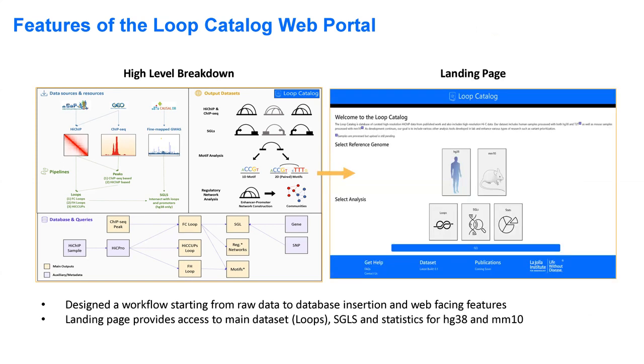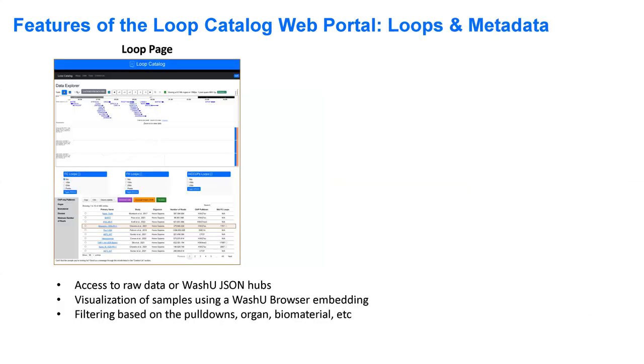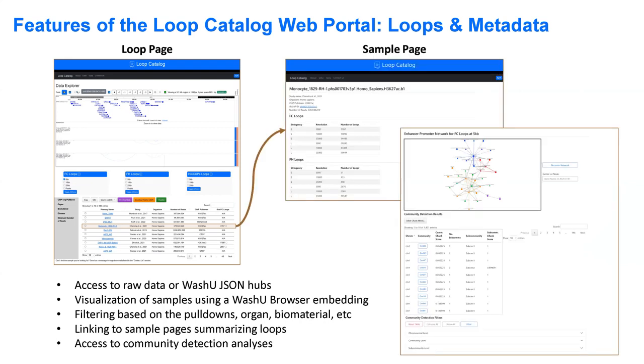website. We provide this landing page where you can select the reference genome and our three different analyses. Starting with the main page, our loop page, you can see here that we provide a WashU embedding where you can select samples and visualize the different loops that we called. In addition, you can filter for different metadata and download the raw data or WashU JSONs, which can be used outside of our website. In addition, you can click on one of the samples where we'll link you to the different metadata as well as a summary of the loops.